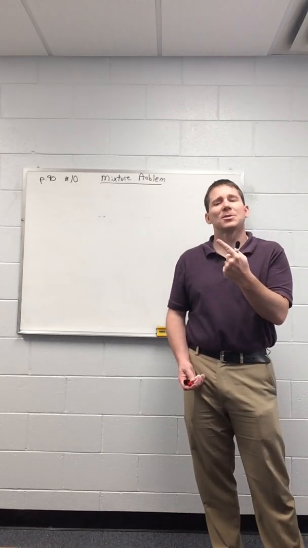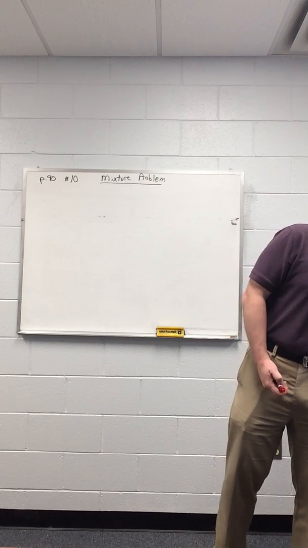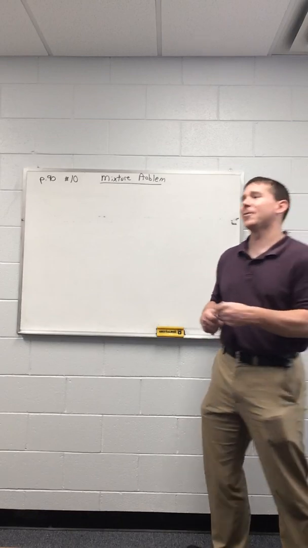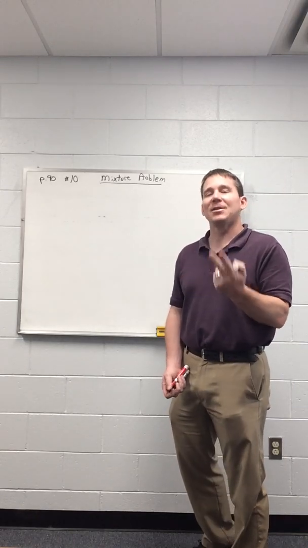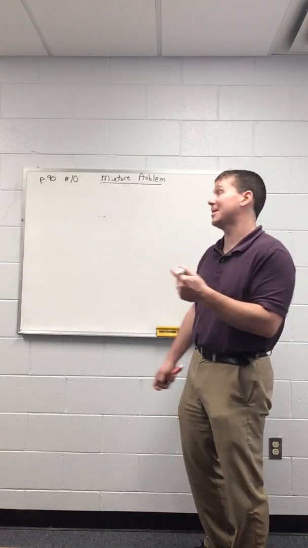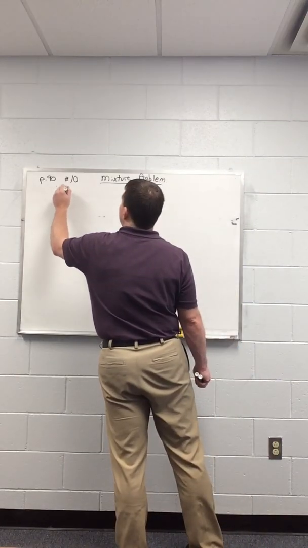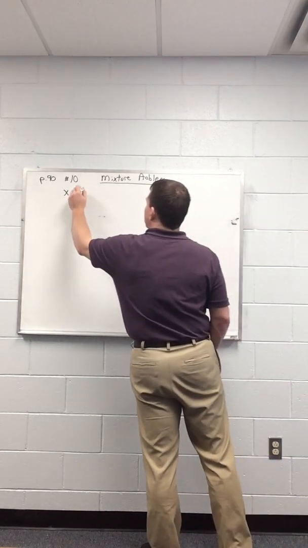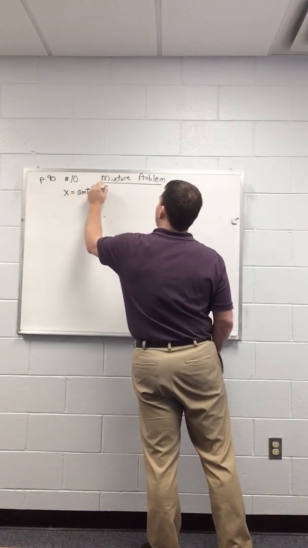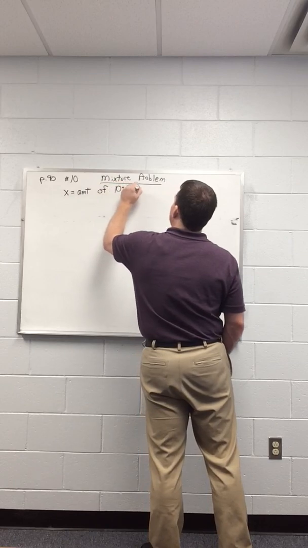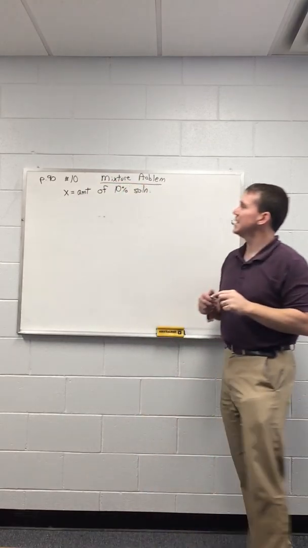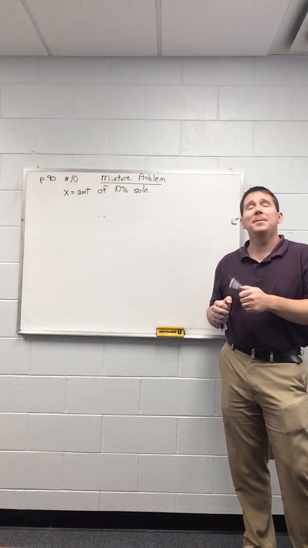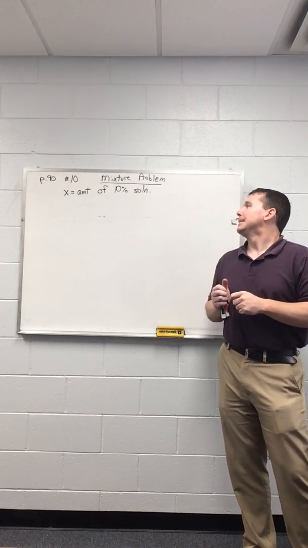We said the first thing we do is look for our variables. In this case, how much of the 10% solution should he use? We're only looking for one quantity. Last time we had two quantities, so we needed two different ways to write them. Here we're only looking for one quantity, so we'll just call it x. x equals the amount of the 10% solution. And now that I have my variable, I should be able to generate an equation.